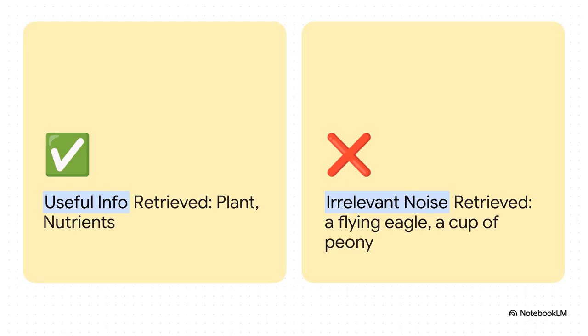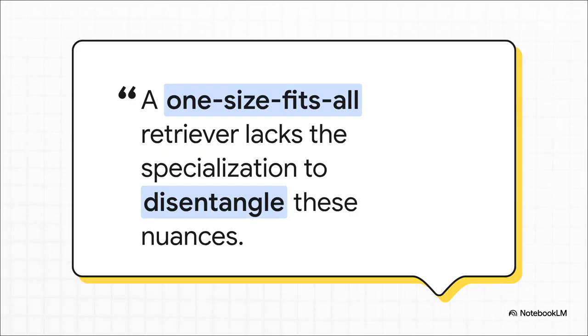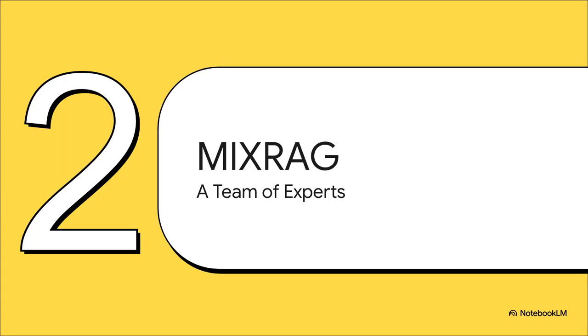This is the kind of distraction that can completely derail the AI and lead it to give a much worse answer. And the researchers behind MIXRAG put it perfectly. They said that a one-size-fits-all retriever just doesn't have the special skills needed to untangle all these details and separate the signal from the noise in these complex knowledge webs. So that brings us to the big solution here, MIXRAG.